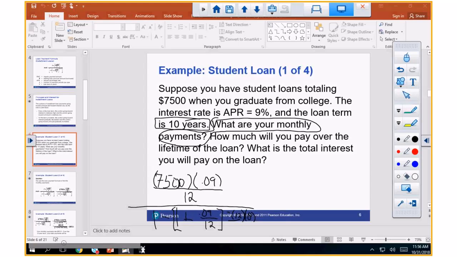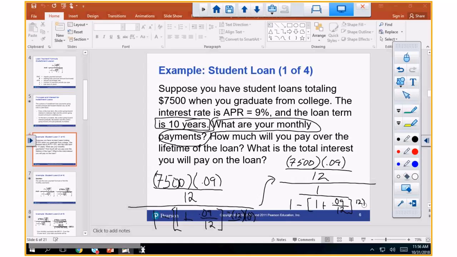So I'm going to write it over here where you can see it a little bit better. 7,500 times 0.09 over 12, divided by 1 over 1 minus brackets 1 plus 0.09 over 12 raised to the nt power, which is going to be 12 times 10.